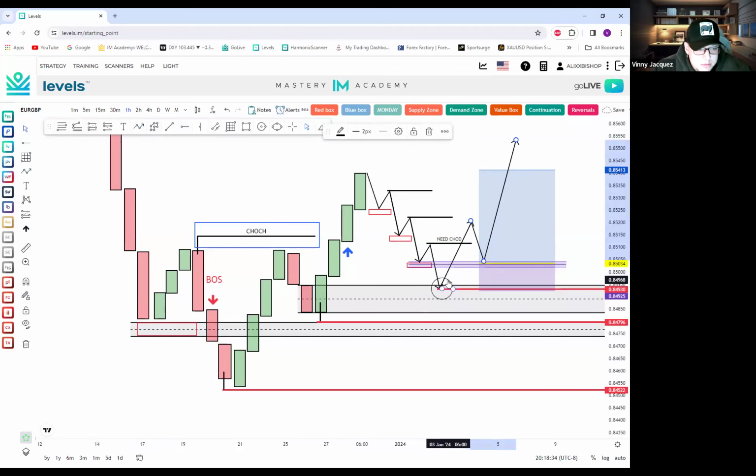Now this setup goes for this area too. Let's just delete this for the drawing.